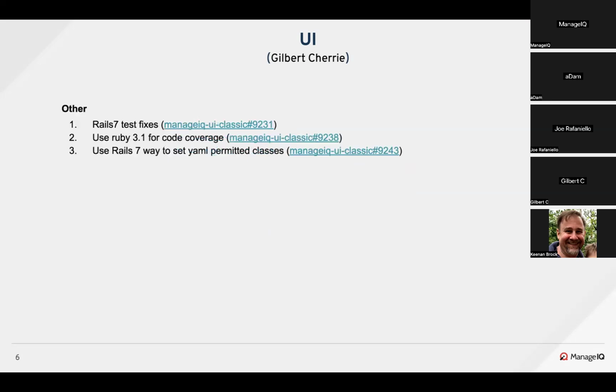Next slide. So some other Rails 7 related PRs. Joe had Rails 7 test fixes. We also used Ruby 3.1 for code coverage and used Rails 7 as a way to set YAML permitted classes.